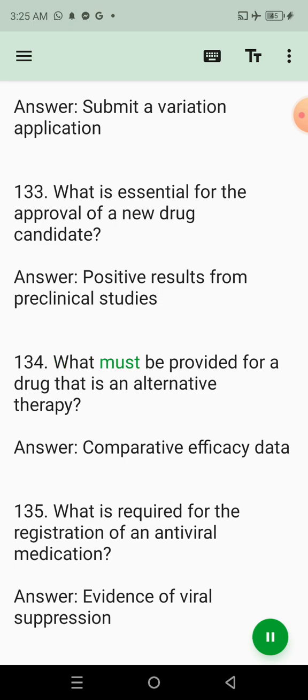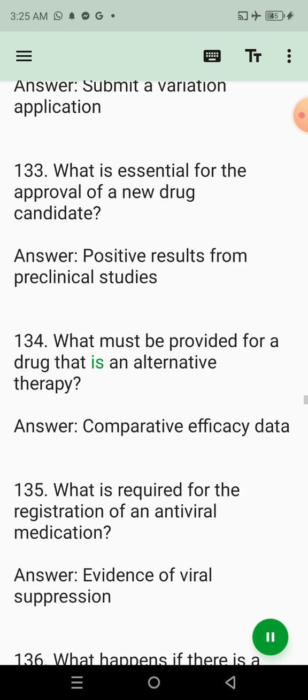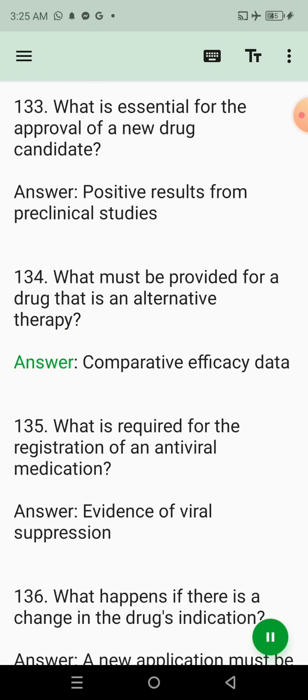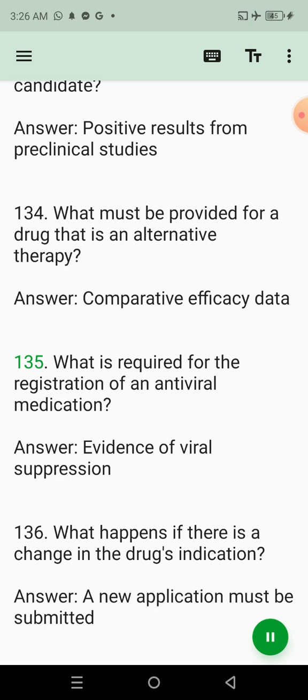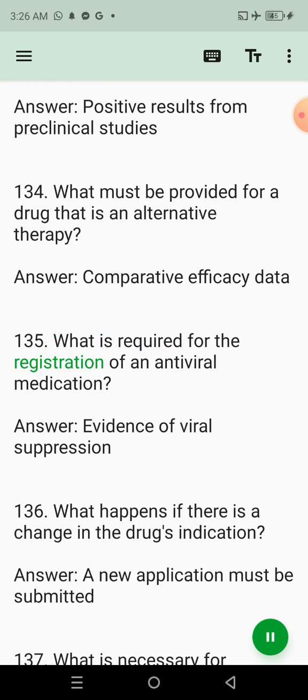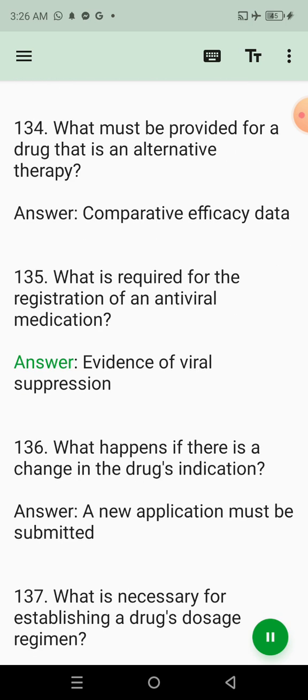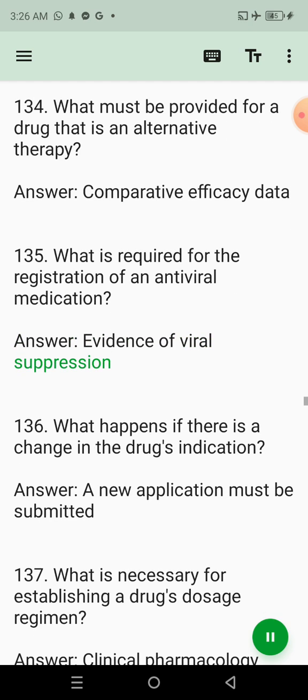134. What must be provided for a drug that is an alternative therapy? Answer. Comparative efficacy data. 135. What is required for the registration of an antiviral medication? Answer. Evidence of viral suppression.